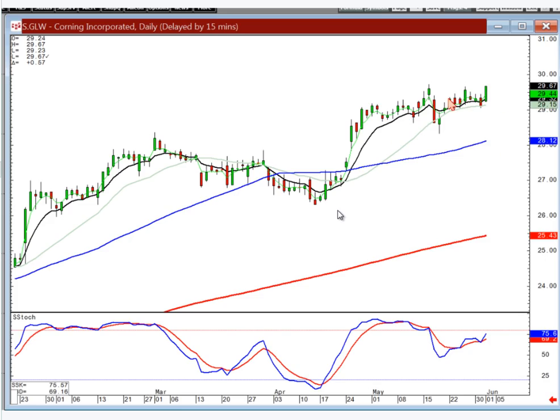But Corning, not real wildly exciting. As long as it stays above the T-line, you can stay with it. Probably wouldn't be owning it here.